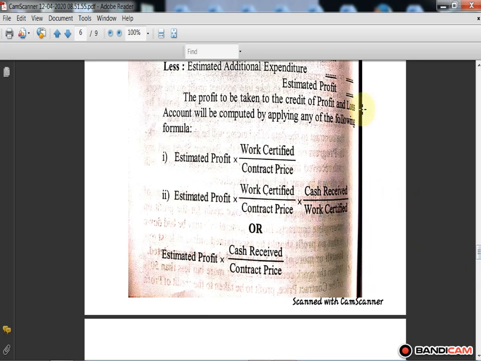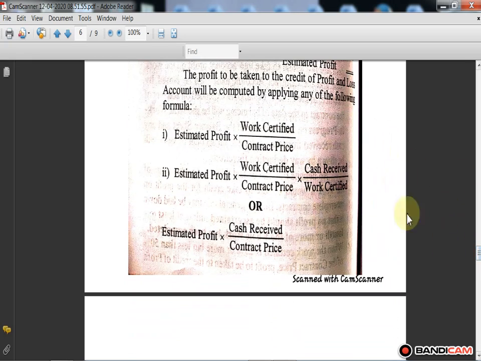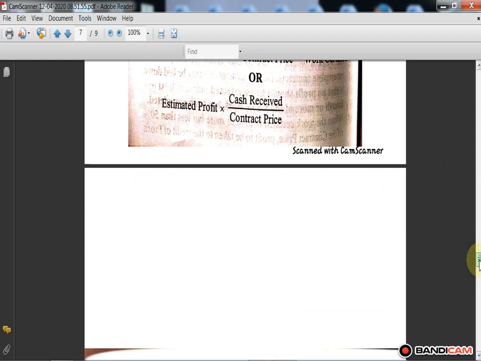First of all, we have to find out the estimated profit. And how do we find the estimated profit? Estimated profit is found by contract price less total expenditure and additional expenditure on the contract. Then we put the figures in the formula, and we get the estimated profit of that contract. Or another formula is given here: estimated profit into cash received divided by contract price.